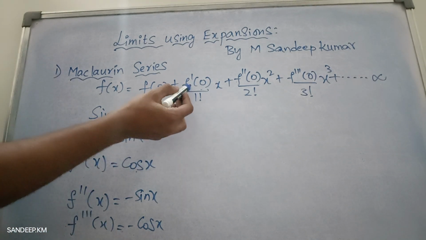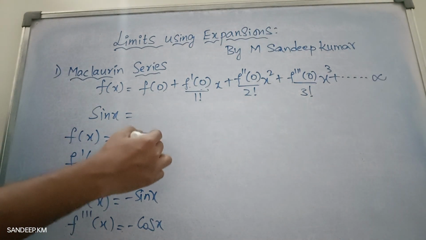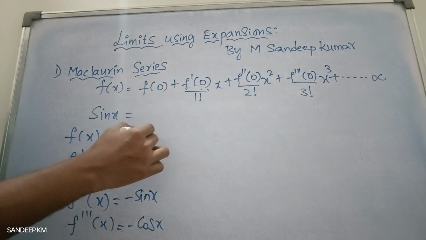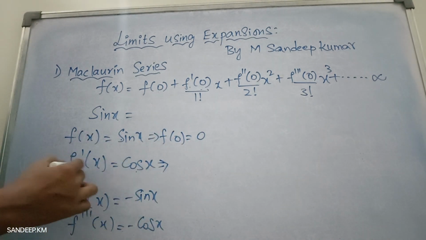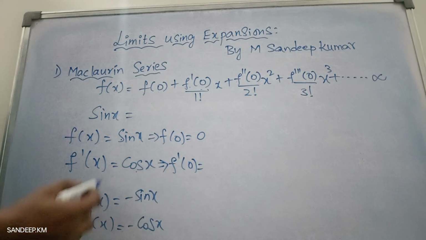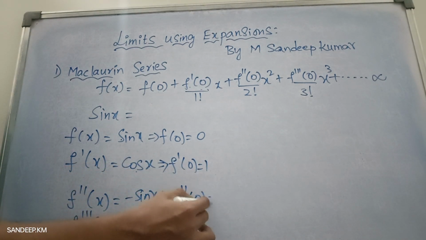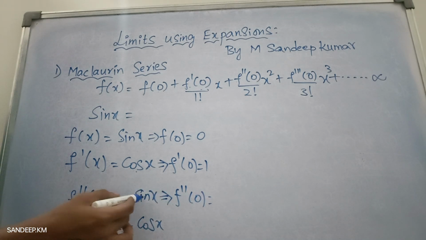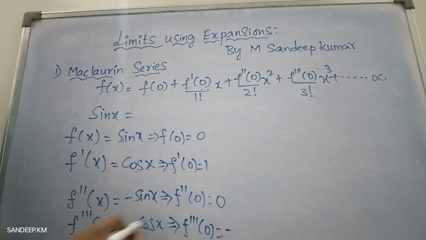Now we are supposed to find f of 0, f dash of 0, f double dash of 0, f triple dash of 0. So from this, what is f of 0? f of 0 is equal to sin 0, which is 0. Next, f dash of 0 is cos 0, which is 1. Next, f double dash of 0 means minus sin 0, which is again 0. Next, f triple dash of 0 is minus cos 0. Cos 0 is 1, so f triple dash of 0 is minus 1.